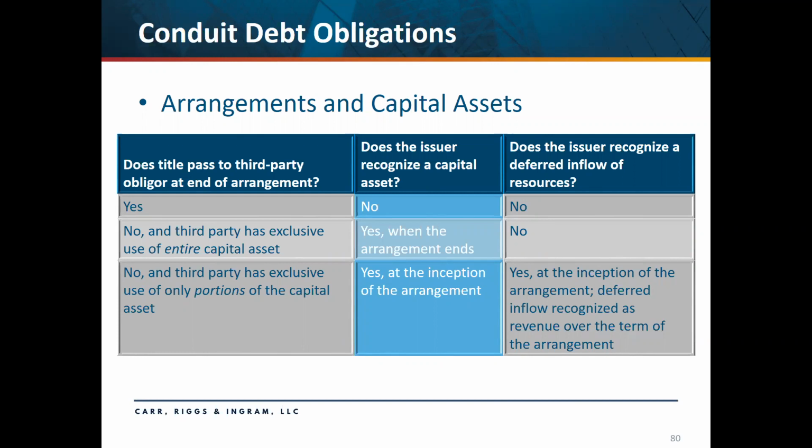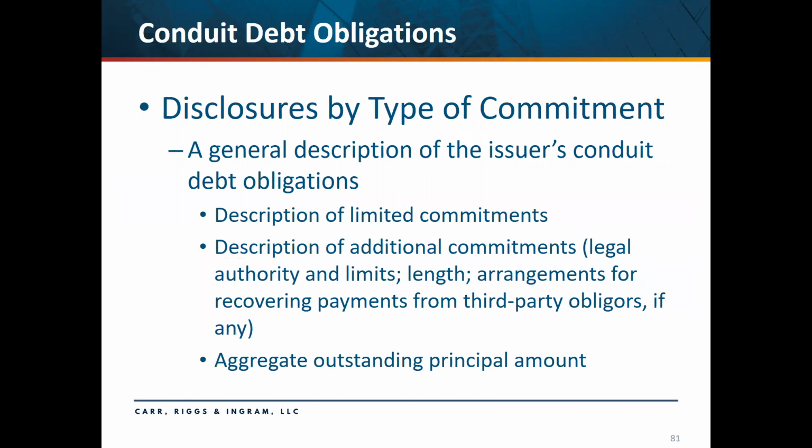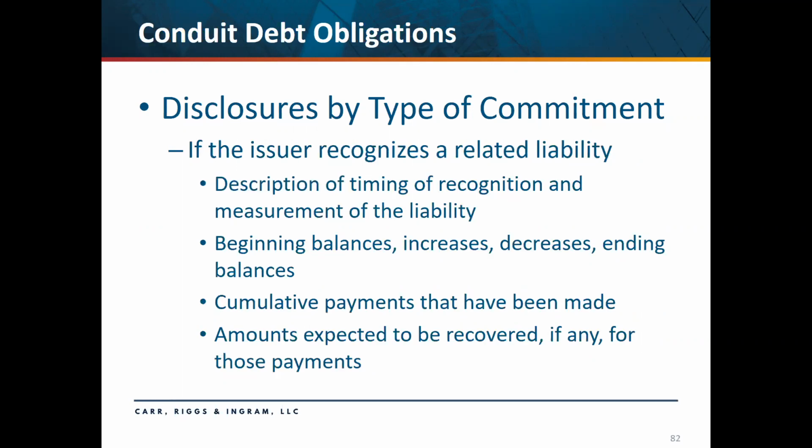And then when you talk about what the disclosure requirements are, you're going to have the disclosure by the type of commitment. Okay, so you're going to have a general description of the issuer's conduit debt obligation. If you move forward, Tina, you have the description of the limited commitments, description of the additional commitments, whether it's legal authority and the limits, the arrangements for recovering the payments from the third party, if there are any, the aggregate outstanding principal amount. Okay, so you're going to have to disclose all of that information in the notes.